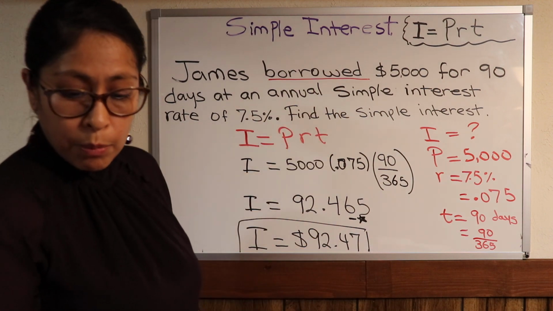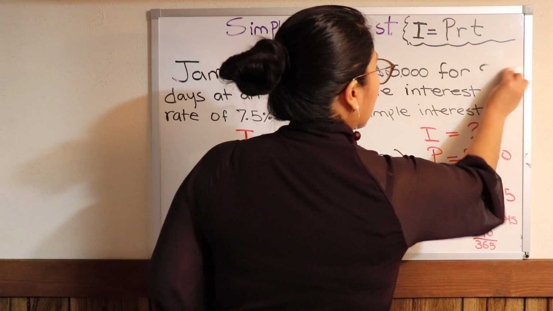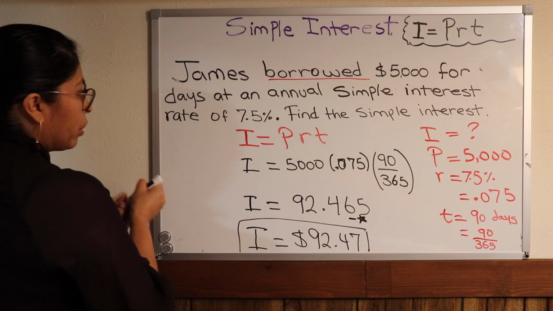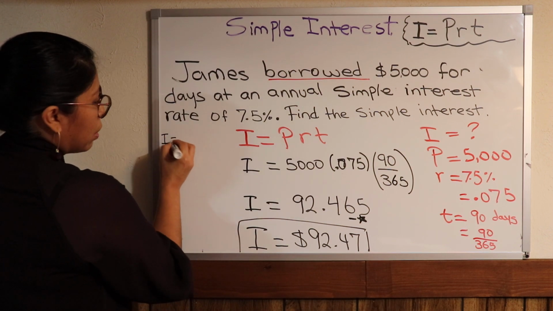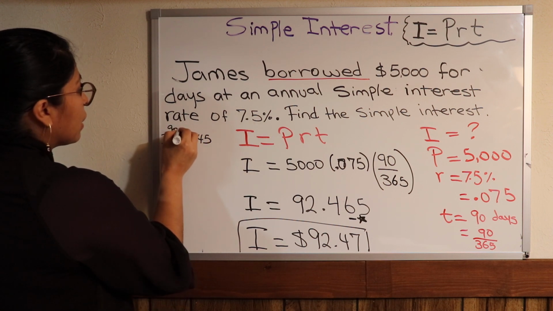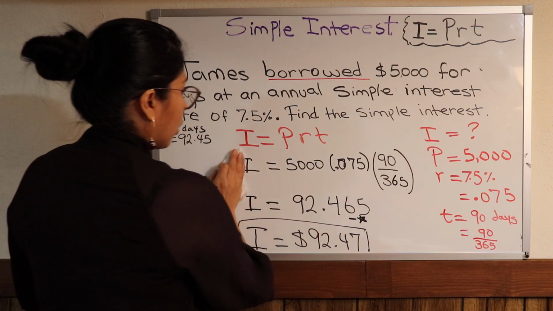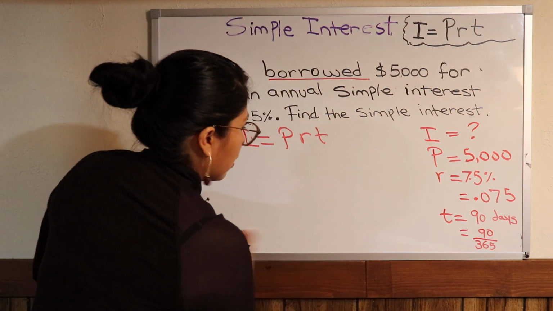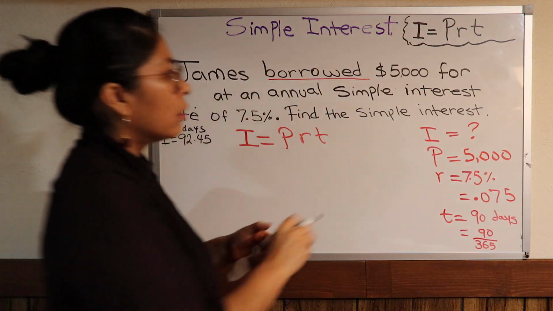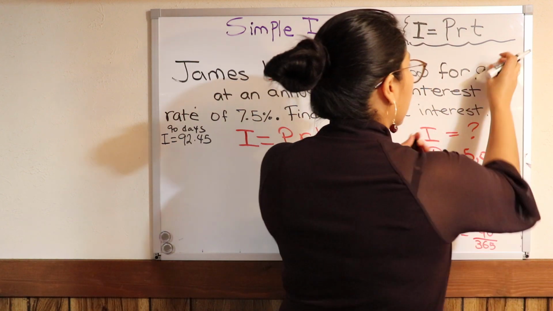Now I'm going to do the same problem, but instead of days, I'm going to use months. So that way you can actually see it. We're going to try to remember this number. So I equals, and this was for 90 days. Going to erase this. So now I'm going to change the days for months. This is what I'm changing right here.